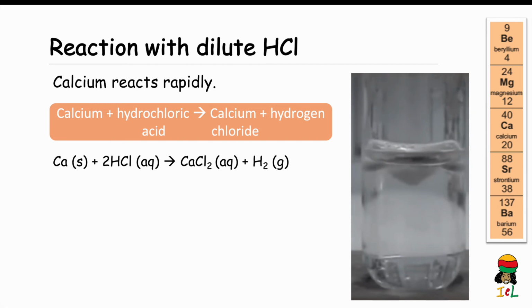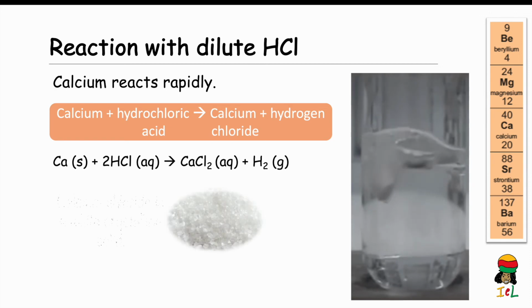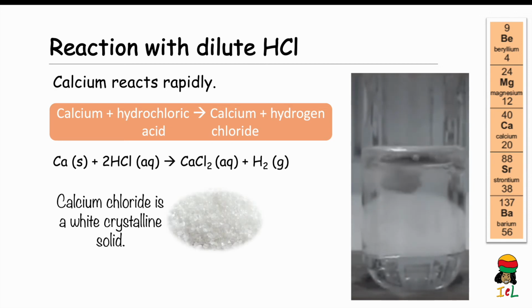We know that hydrogen is given off because of the many bubbles of colorless gas that are evolved from the reaction mixture. We can obtain a solid sample of the salt, calcium chloride, if the reaction mixture is filtered, concentrated, and then crystallized to give white crystals of calcium chloride as shown in the photograph. So we see that calcium chloride is a white crystalline solid. Once again, the chemical equation is balanced by putting the number 2 in front of HCl. Remember to review the lesson on balancing chemical equations for more details.